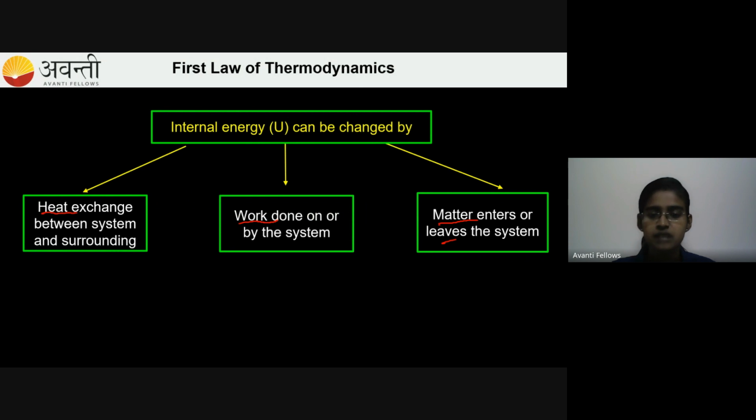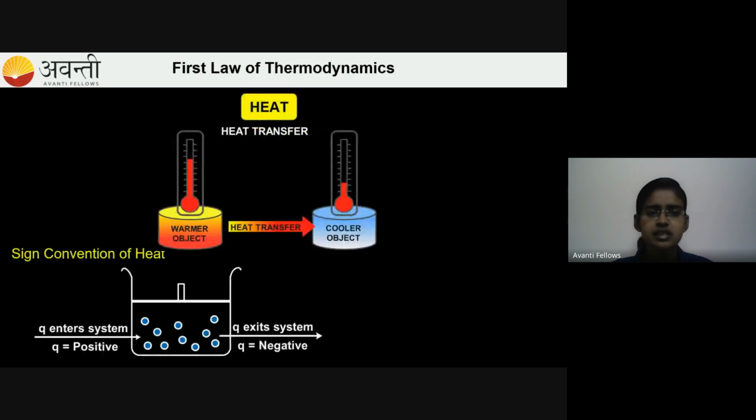So let's start with heat. What is heat? What is heat transfer? If I bring 2 objects together and one of the objects is very hot, automatically the heat will transfer from the hot object to the cold object. It will go from the warmer object to the cooler object, right? So this is called heat.